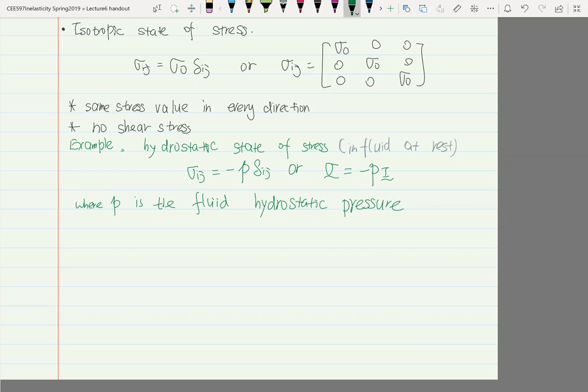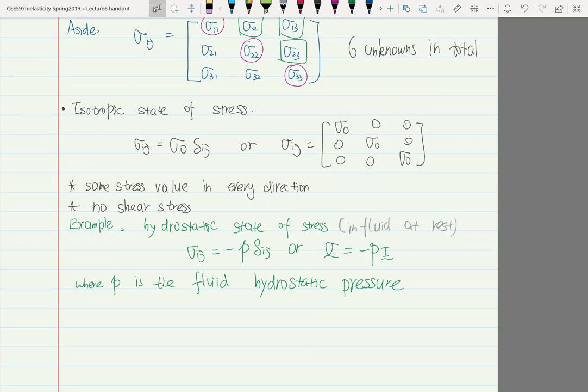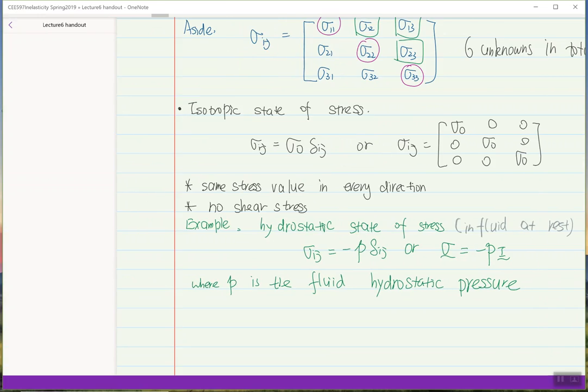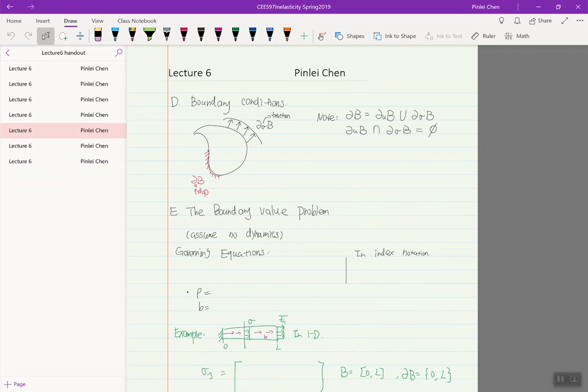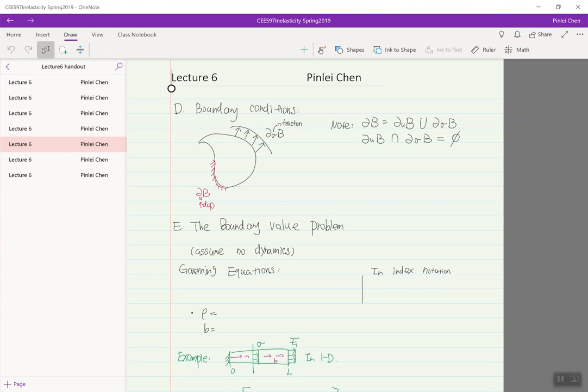So two different forms, the index form and the symbolic form. Both are valid, and this P has its own meaning. This is more or less just a special case of the stress, which is the isotropic state. But usually the traction can have all the values activated. So that is part C of the 3D elasticity.